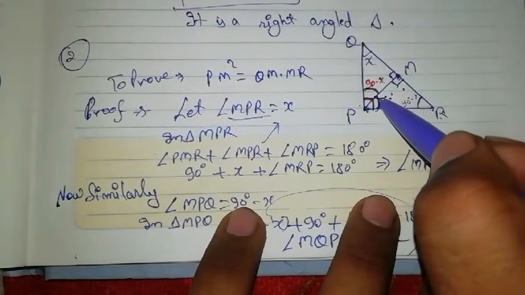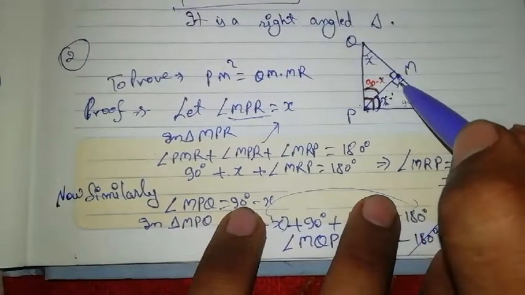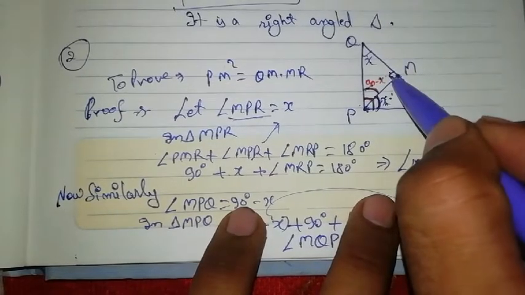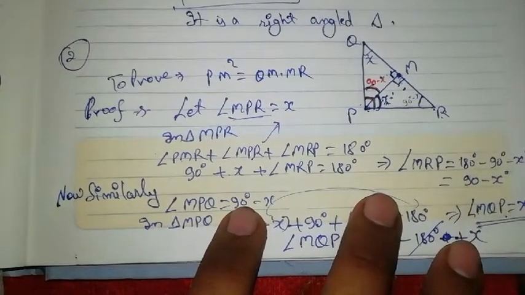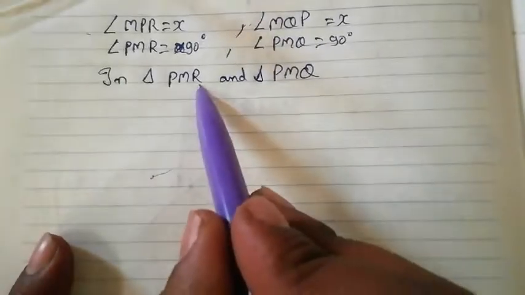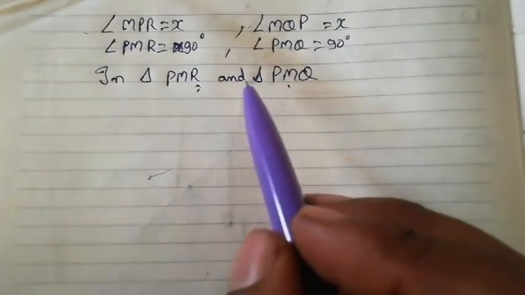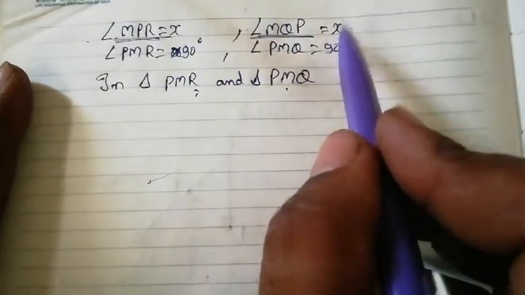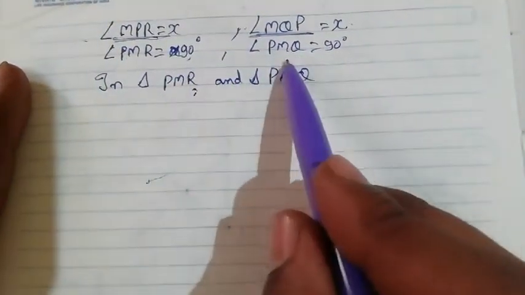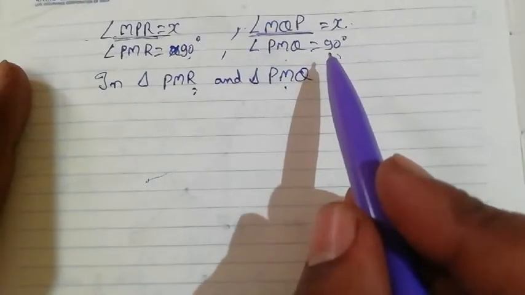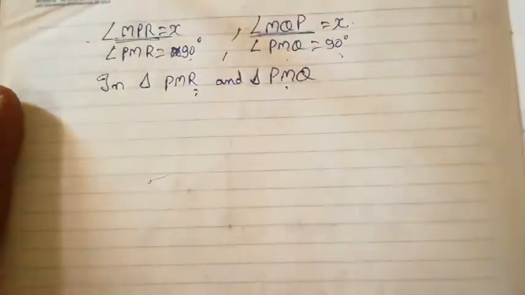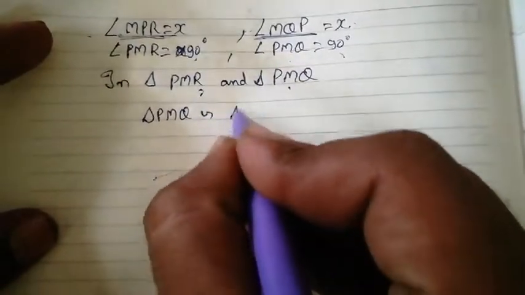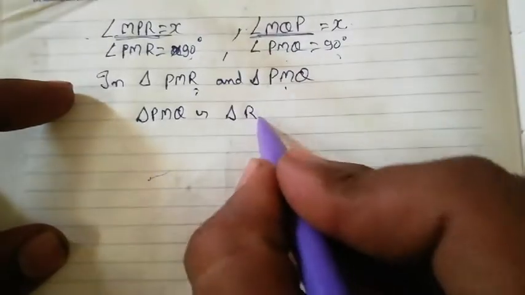So these two angles are equal, and angle M is 90 degrees for this triangle and for this triangle also it is 90 degrees. So we have two angles equal. Now in triangles PMR and PMQ, angle MPR is equal to angle MPQ, both equal to X. Also angle PMR is equal to 90 degrees and angle PMQ is also 90 degrees. So from here we can say that triangle PMQ is similar to triangle RMP.